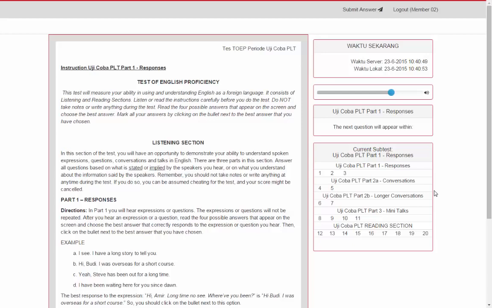Remember, you should not take notes or write anything at any time during the test. If you do so, you can be assumed cheating for the test and your score might be cancelled.